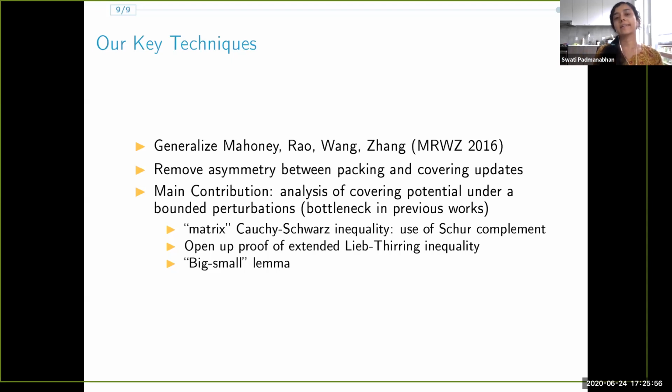The second bottleneck is in going from the LP to the SDP setting, and that's because many vector inequalities simply do not generalize to the matrix setting. A simple example is the exponential. To achieve this generalization, we use tools from linear algebra, such as Schur complement, and we derive a matrix version of the Cauchy-Schwarz inequality and open up the proof of the Lieb-Thirring inequality instead of using it as a black box, and many other such ideas.